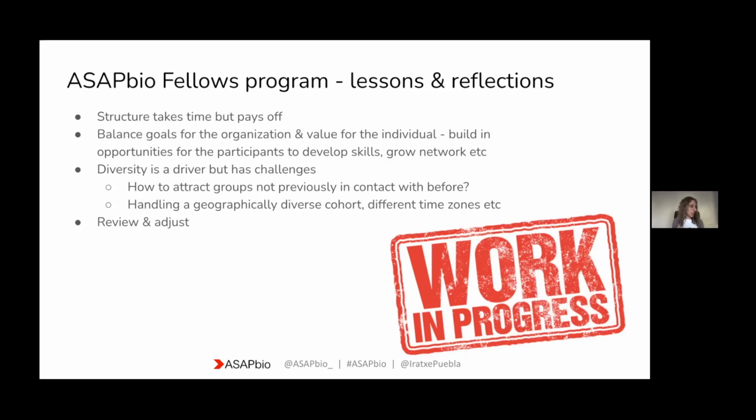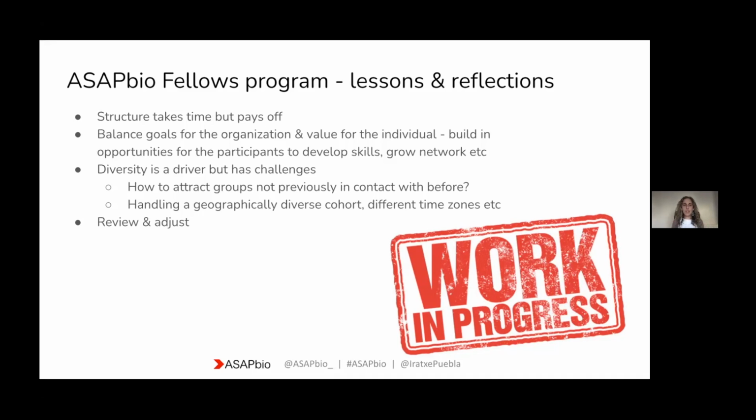There was a mention earlier about the rewards and what that means. For me, this is something that I don't think we necessarily have found the answer to, but it was something that I had in my mind in terms of balancing within the program what we wanted to achieve as an organization and within the ASAPbio community, and also the value for the individual. So I always tried to make sure that we had activities and opportunities for participants to develop their own skills in some way, communication, professional skills, and also make some connections that would be helpful for them in the future for their network.